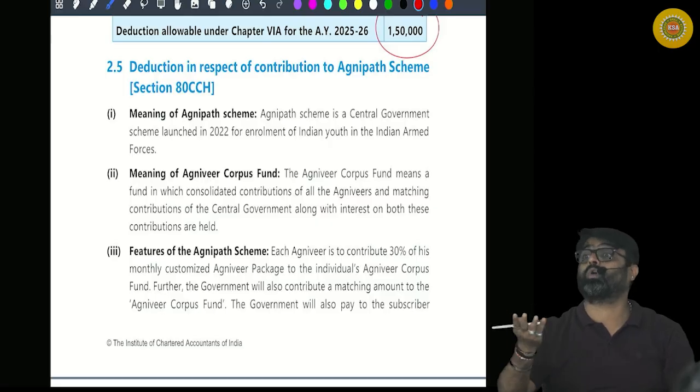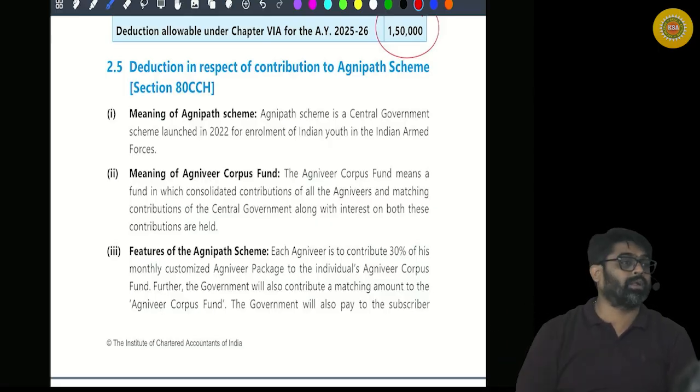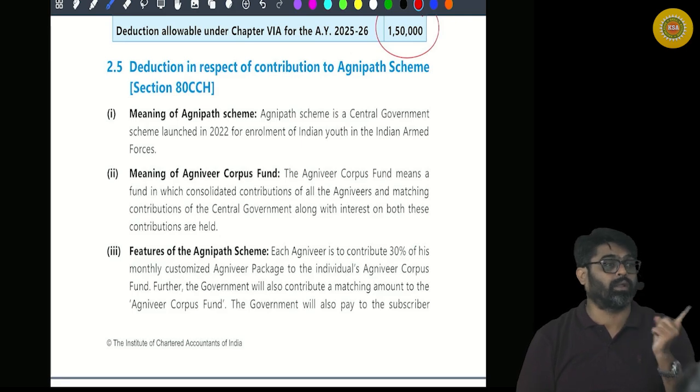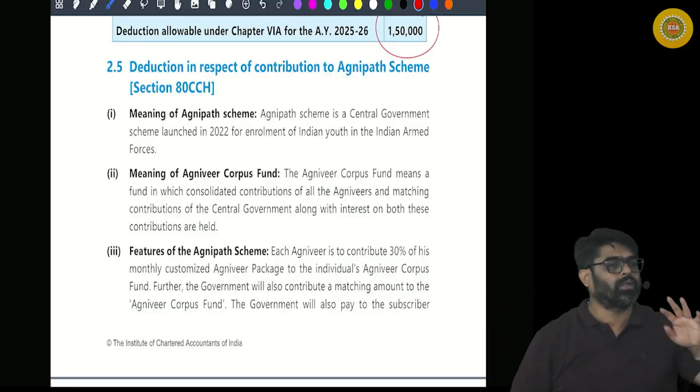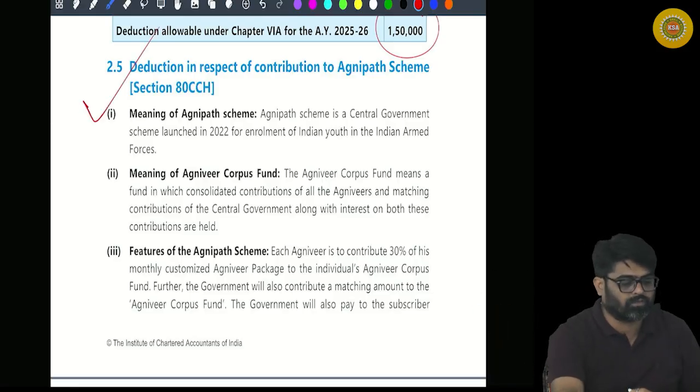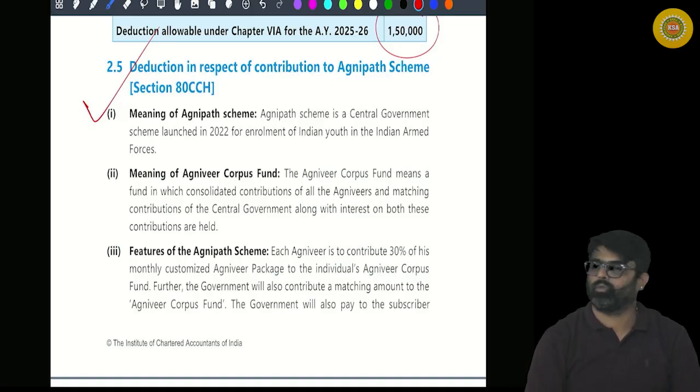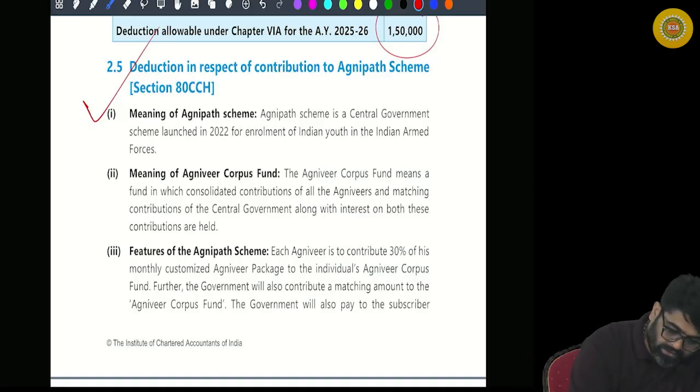What about your own contribution from your salary? For that also you are going to get a deduction under 80CCH(1), and that will be how much? Full amount. Whatever amount you have contributed will be allowed as a deduction. 80CCH(1) done, 80CCH(2) done. Done 80CCH. Will you remember this? Hello? Now pay attention. Next one.